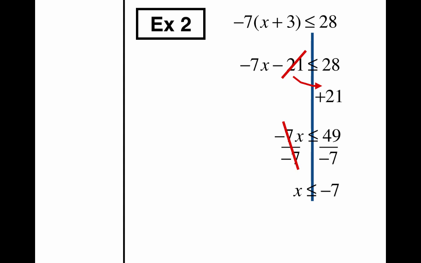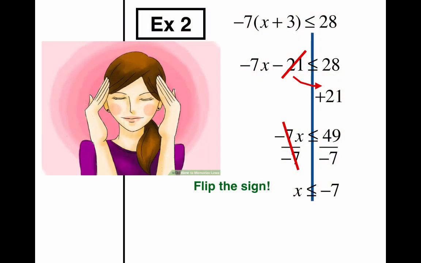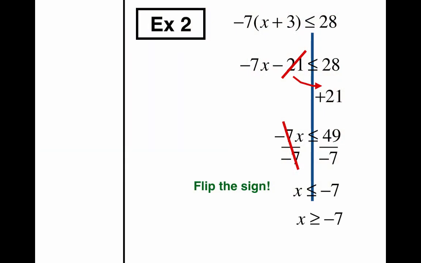And there you go. Now that's not my final solution this time because it's a flip the sign problem. We just divided by negative 7, which means we've got to remember that in our head. Anytime we divide by a negative, flip that sign.